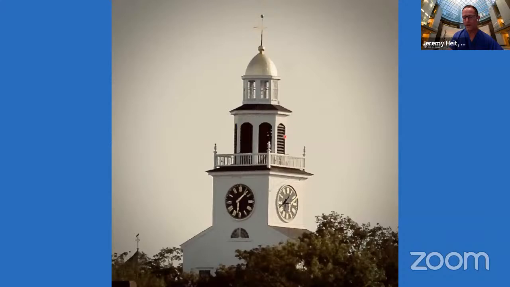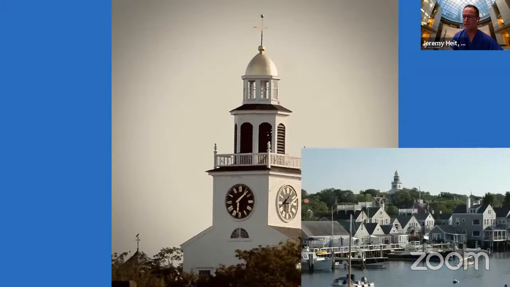The way that we used to take care of stroke patients, when we were just doing intravenous thrombolysis, we were really on the clock, right? Their treatment was based upon how long since they were last seen normal. And that really guided everything that we do. And this is an old church tower in Nantucket. I know we're all on the West Coast here, but if you ever get back east, this is an absolutely lovely island off the coast of Cape Cod in Massachusetts.